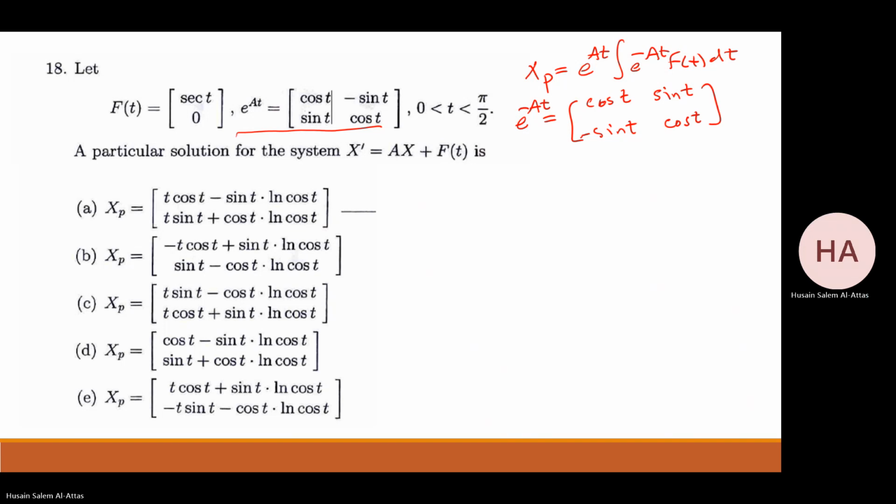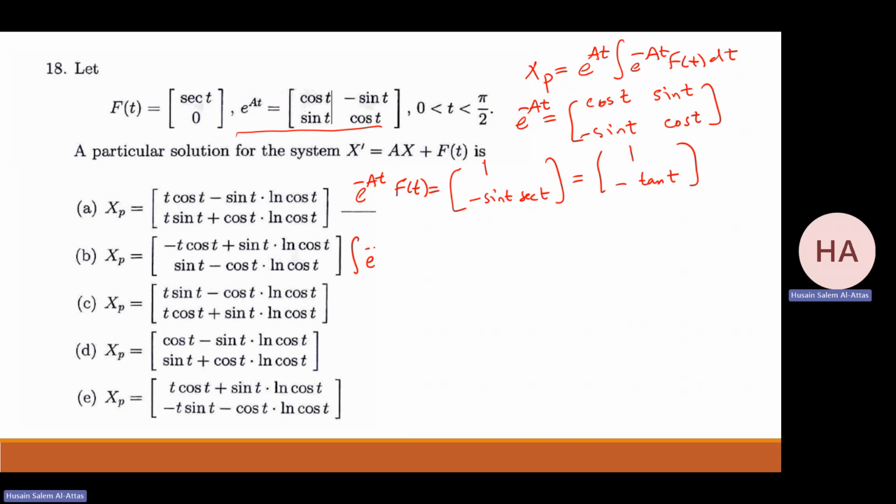Okay. I need to find e^(-At) times f(t). Do it in steps. That will make it easier. So I have this times that. That will be 1. Okay. And the other one, minus sine t sec t. In other words, it's 1 minus tan t.